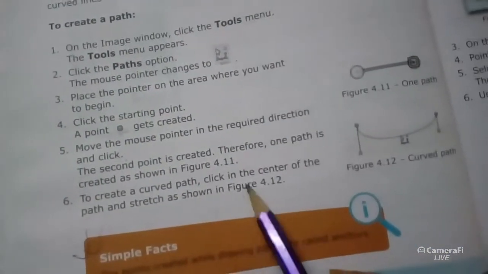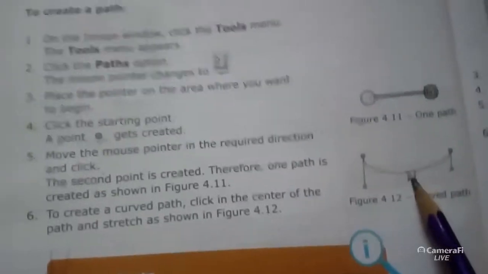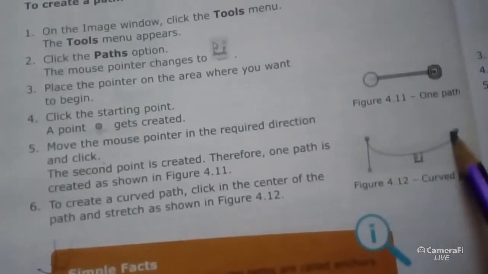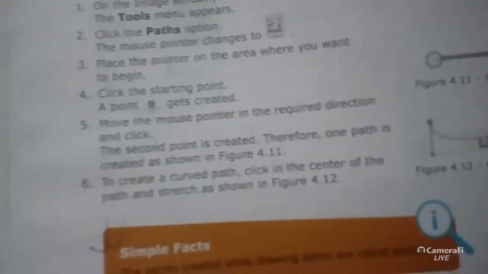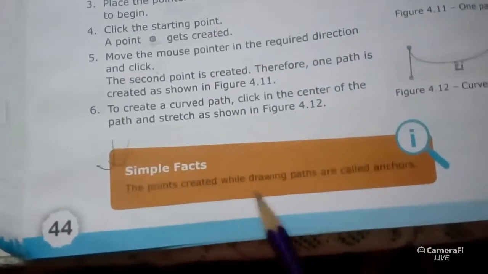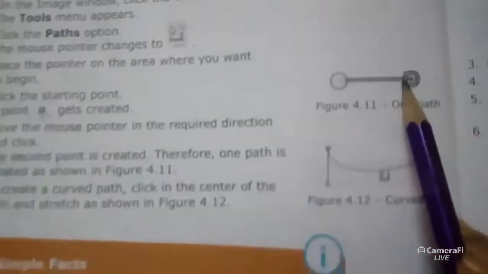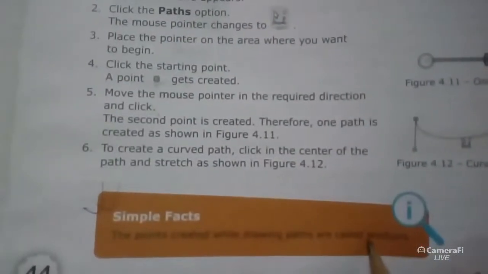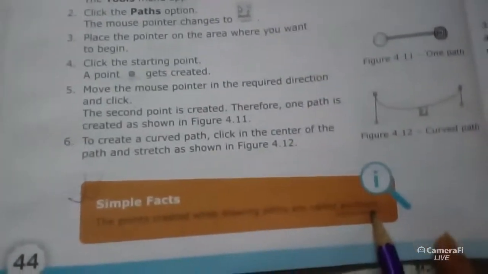To create a curved path, click the center of the path. That means after creating this, you move the mouse pointer here and click here, and the path line will be a curved line. A simple fact: the points created while drawing a path are called anchors. That means the points you create are called anchors. Remember that one.